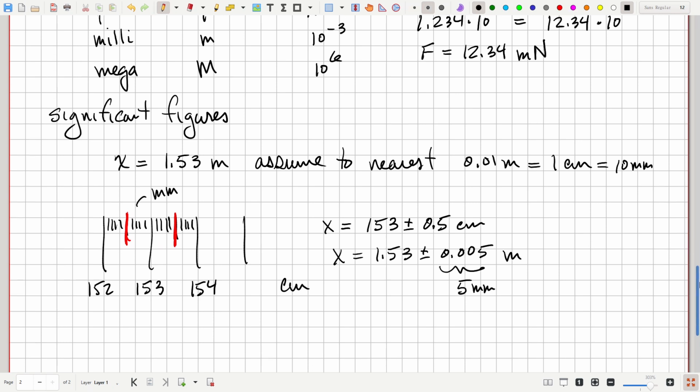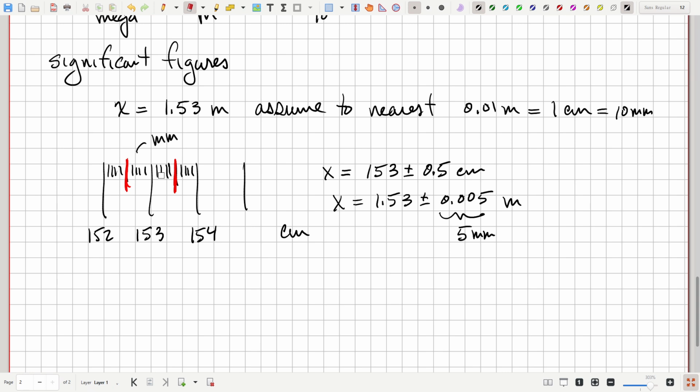Now, maybe I could have been more precise and really tried to visualize it to the nearest millimeter. And let's say then I report to you that x is 1.530 meters. Is that any different from my reporting that the length is 1.53 meters? Well, mathematically it's not. 1.530 is the same as 1.53.